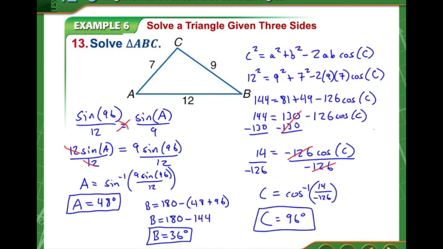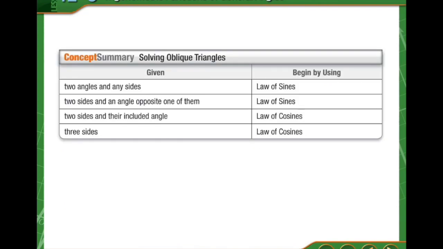So we got one more to look at. And before we get there, we need to know when to use what. So that's what this is telling us. Solving oblique triangles, so that means just any kind of triangle. If you have two angles and any sides, then you start with the law of sines. If you have two sides and an angle opposite of one of them, start with the law of sines. If you're given two sides and their included angle, start with law of cosines, and then you'll use law of sines after that. And if you're given three sides, start with law of cosines, and then use law of sines after that again, just like before.